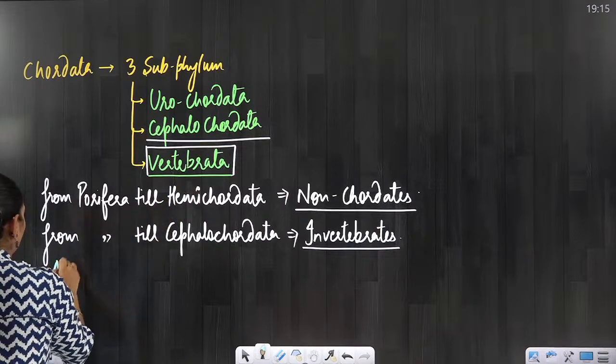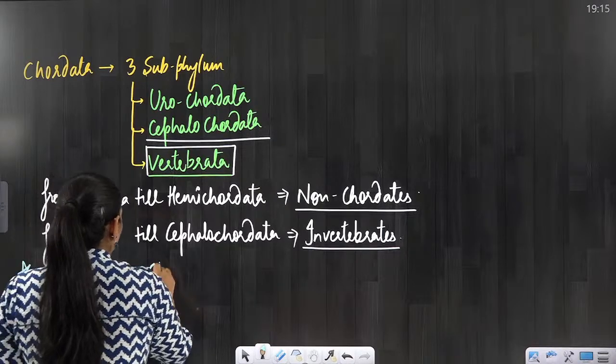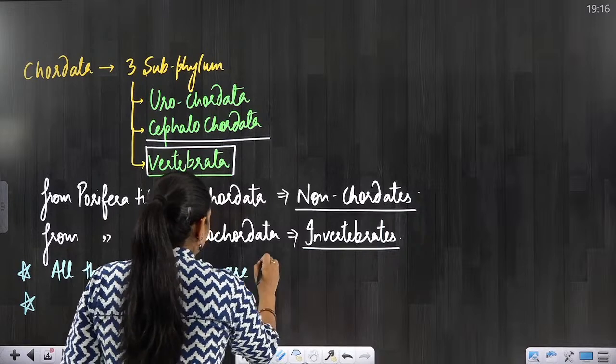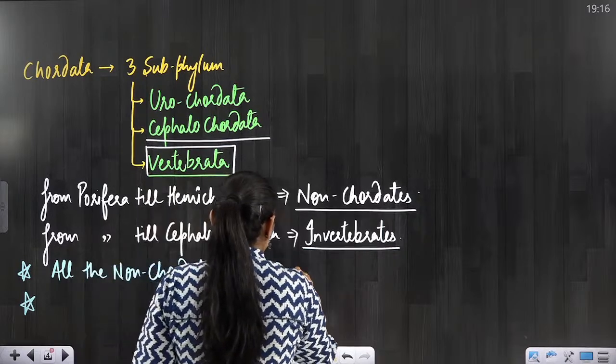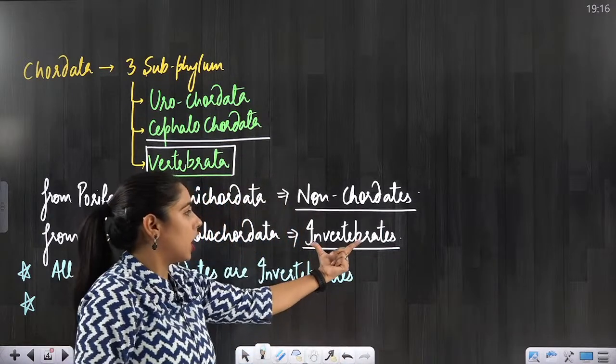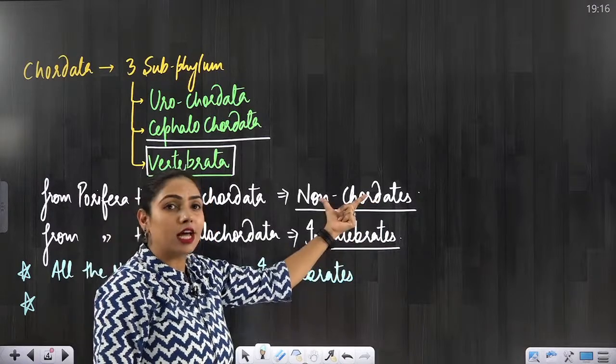So all the non-chordates are invertebrates. But please tell me, do all invertebrates are non-chordates? Do all invertebrates are non-chordates?